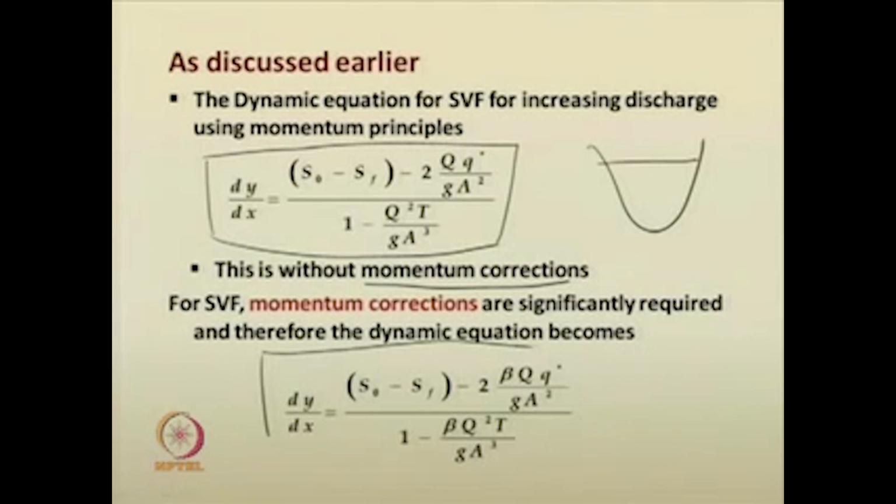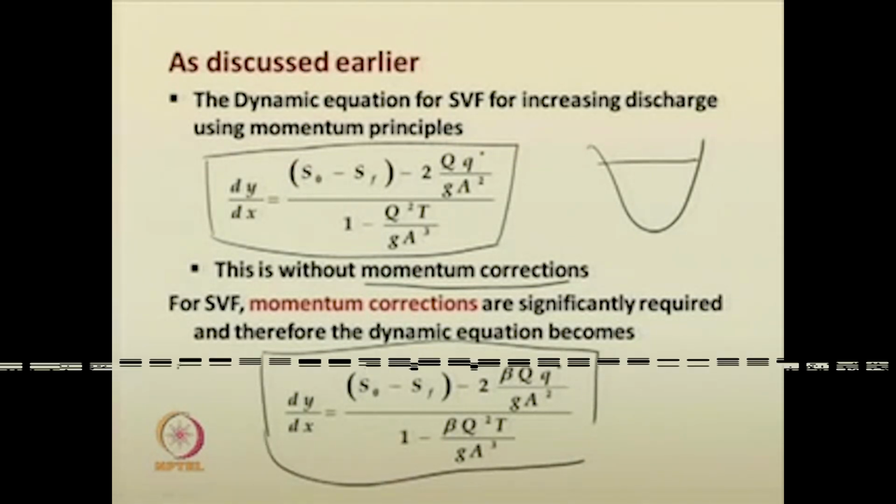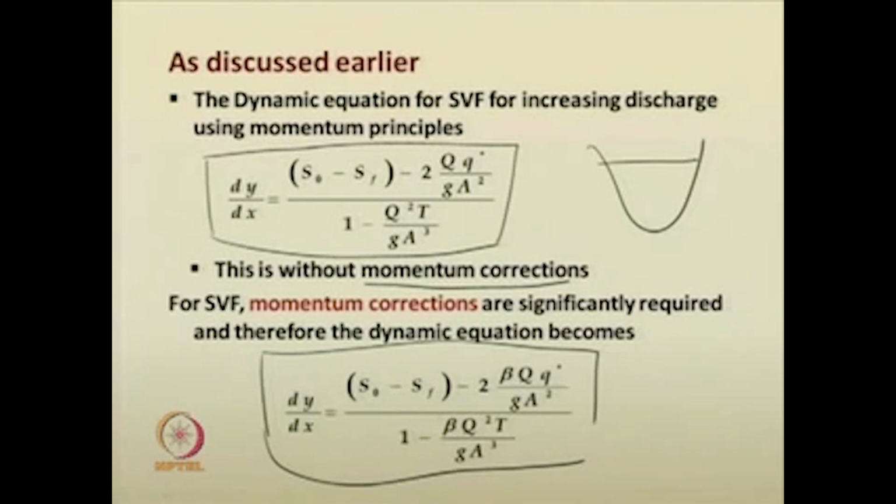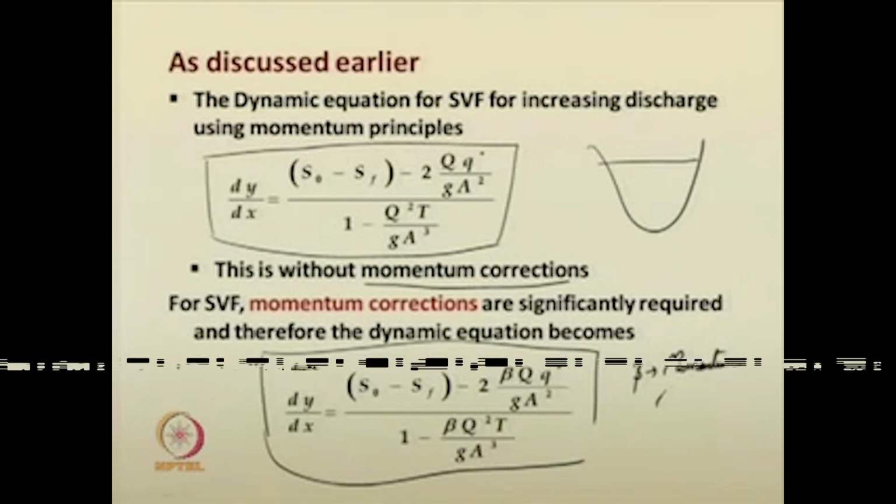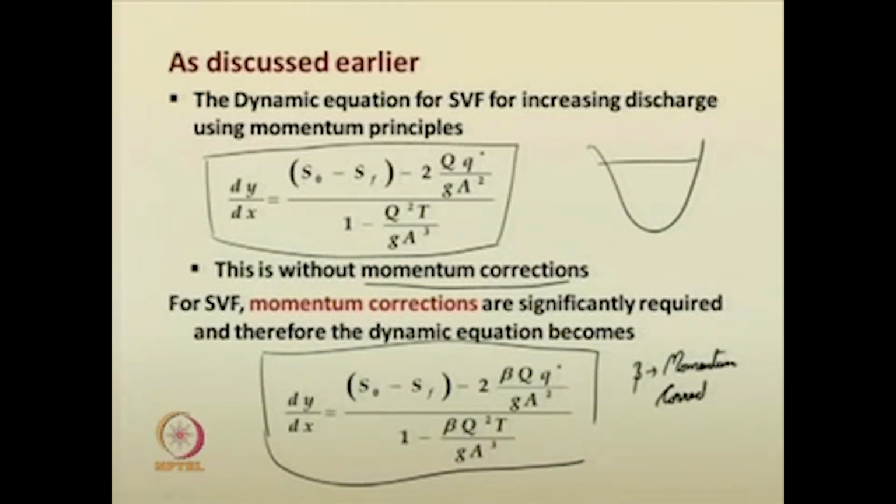and the improved or modified dynamic equation will look like this. That is, dy by dx is equal to S0 minus SF minus twice beta Q Q star by G A square, the whole thing divided by 1 minus beta Q square T by G A cubed. So, beta, the momentum correction factor, is incorporated in the dynamic equation.